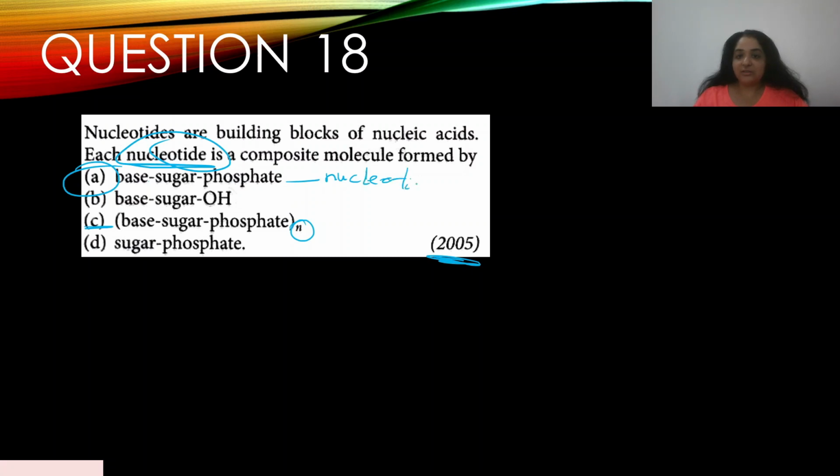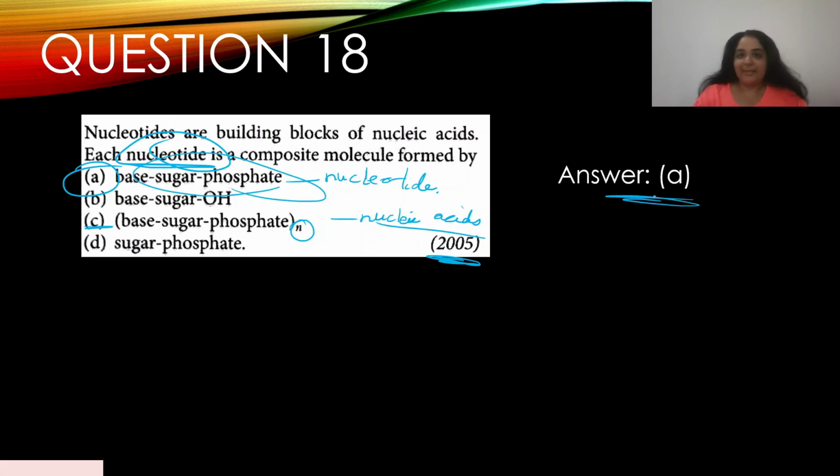This is a very important difference that you should know, and this forms nucleic acids. So it's a polymer of nucleotides, right? That's C, but A, base, sugar, phosphate as such forms a nucleotide molecule. Okay, so the answer here is A.